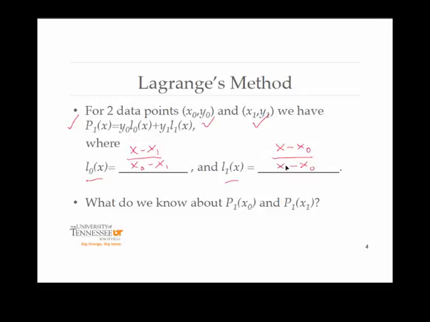Then we can ask the question, if those are the 2 cardinal functions, each of them linear, to construct the linear interpolant to both of the 2 data points, what do we know about P1 of x0, and what do we know about P1 of x1? In other words, when we plug in x0 to P1 of x, if this is an interpolating polynomial, then what you should get back is y0. It fits the data. That's what we mean. And when I plug in x1, I should get back y1. Okay?